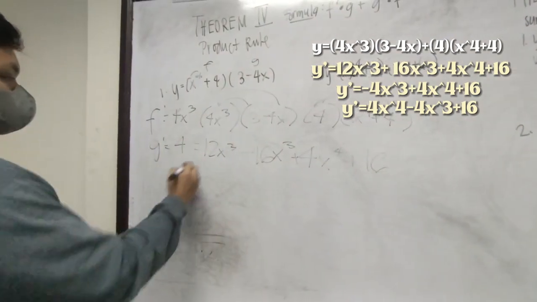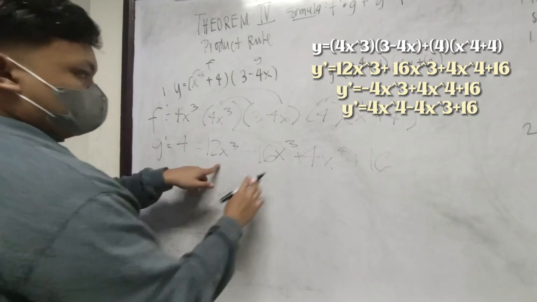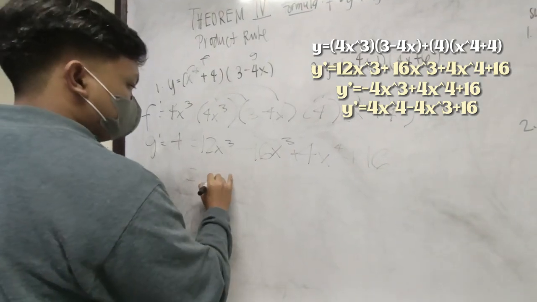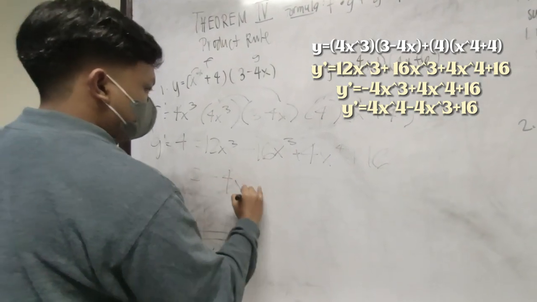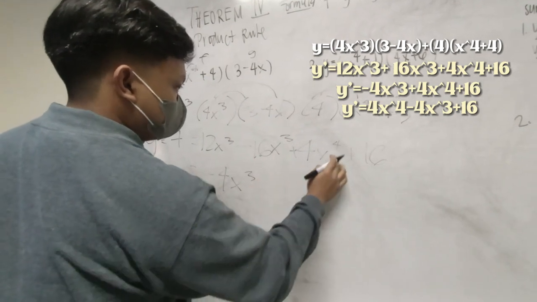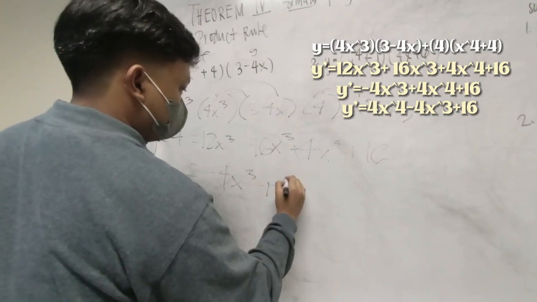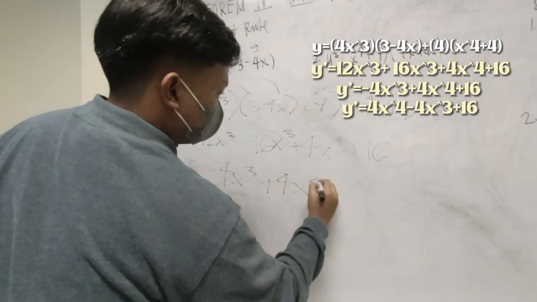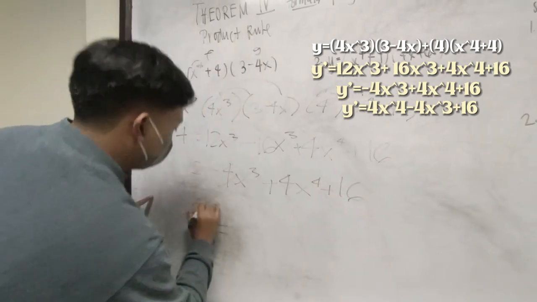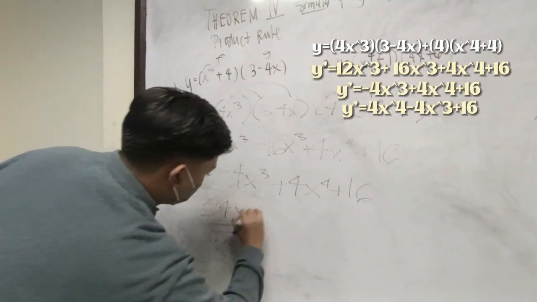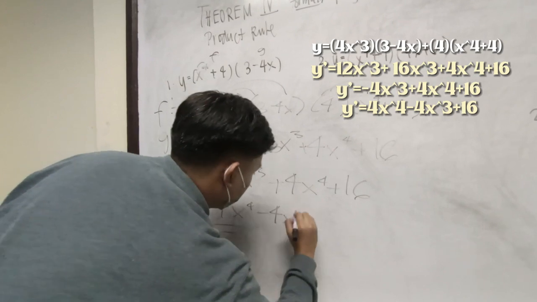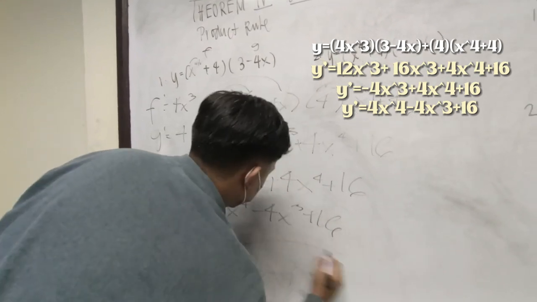Combine like terms, so we have negative 4 square power plus 4 power is 16. Let's arrange it. 4x to the 4th power minus 4x cubed plus 16. Yeah, answer.